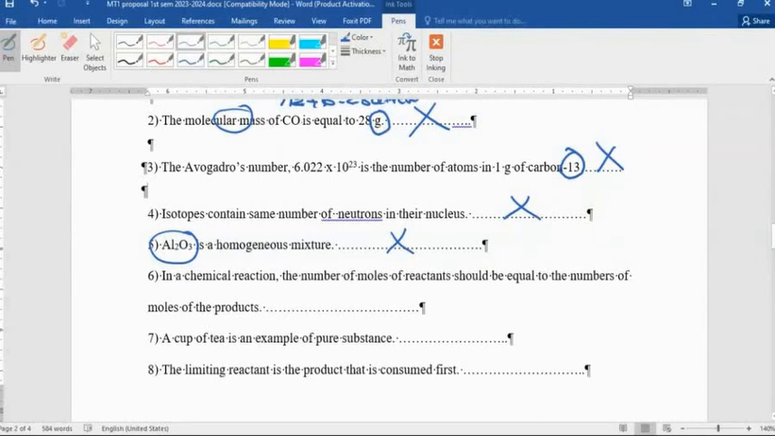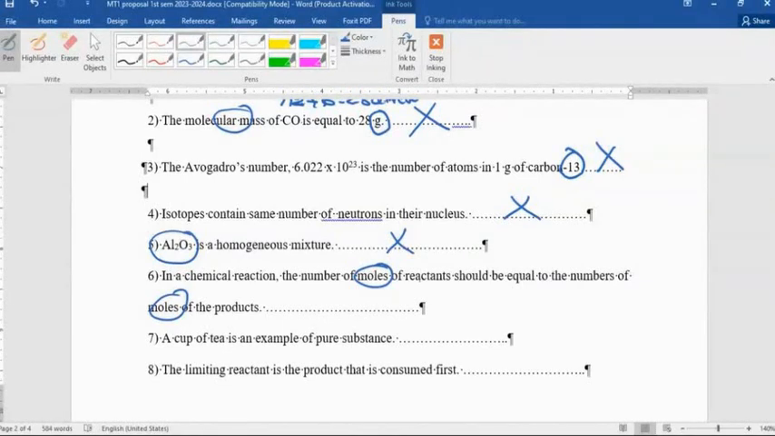Ionic compound also, because aluminum is a metal element. In a chemical reaction, the number of moles of the reactant should be equal to the number of moles of the product. This statement is baseless. Why? Your friend will tell me, oh, hang on, doctor, I know that in a chemical reaction, there is the law of the conservation of mass. Yes, correct. But here, I don't have a law of the conservation of number of moles.